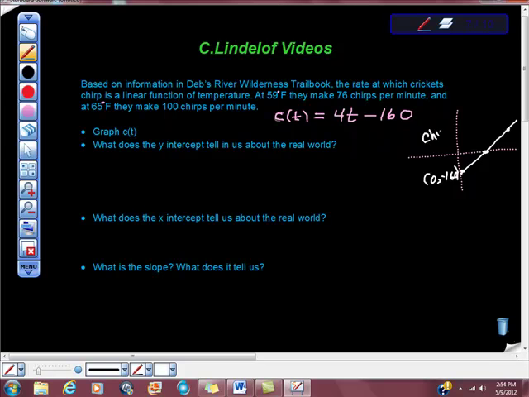Here we had the number of chirps. This line was temperature, right? So there's our graph, and we have some points on it that we can fill in. Maybe here we have the point (59, 76), and here might be the point (65, 100) that we know. We know those couple of points. So it says, what does the y-intercept tell us in real life? Well, it says here that at 0 degrees we have negative 160 chirps.